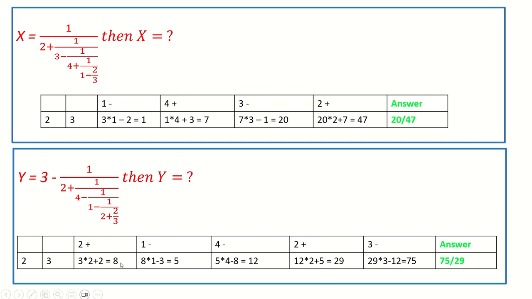3 into 2 plus 2, 8. 8 into 1 minus 3, 5. 5 into 4 minus 8, 12. 12 into 2 plus 5, 29. 29 into 3 minus 12, 75. So the answer here is 75 by 29 because we have a 3 minus something.